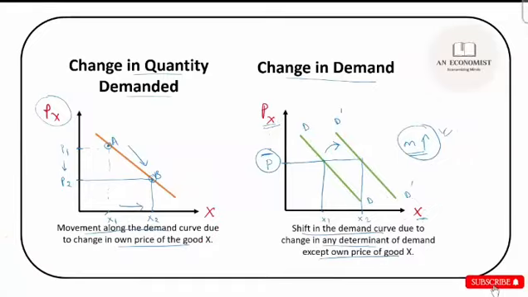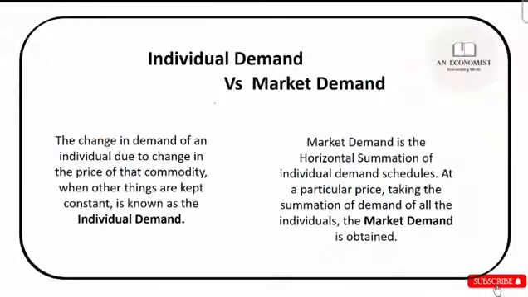And this is a comparative static analysis that we often see, that we will also cover in mathematical economics. So change in demand is the shift in the demand curve due to the change in the determinant except the own price of the good X. I hope this is understood. If you have any doubt, you can let me know in the comment section.